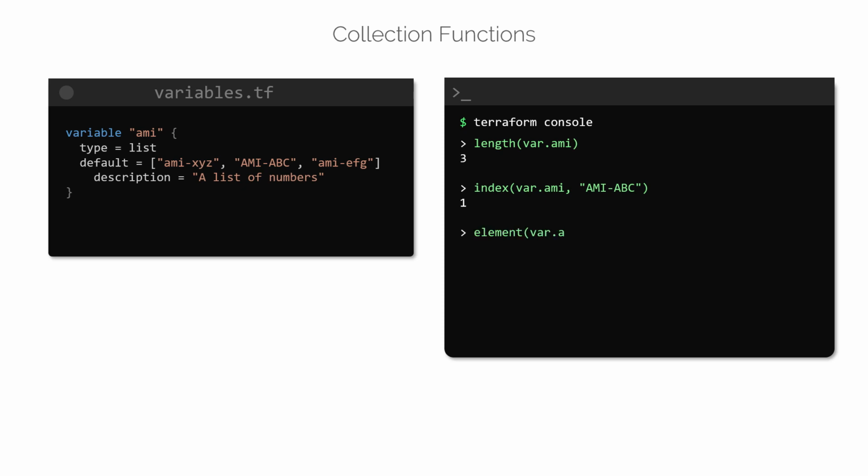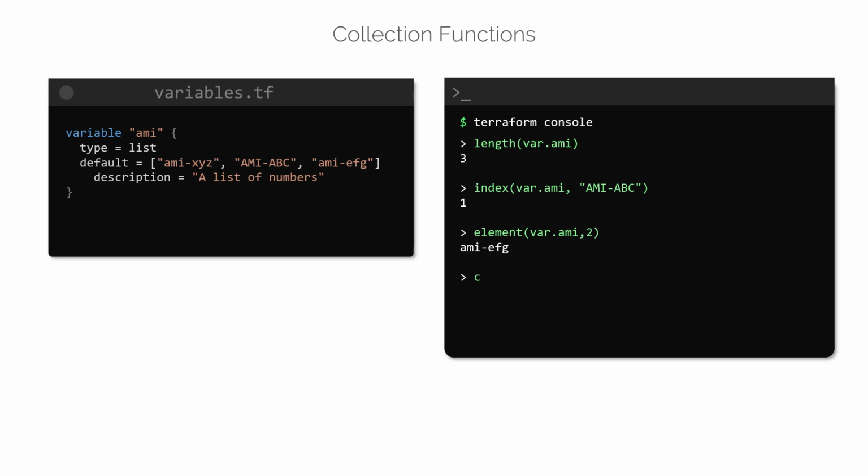To find an element in a list located at a specific index, we can make use of the element function like this. Here, the element located at index 2 is the AMI ID called AMI-EFG.